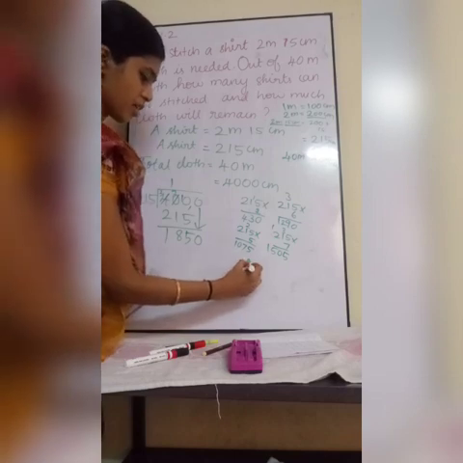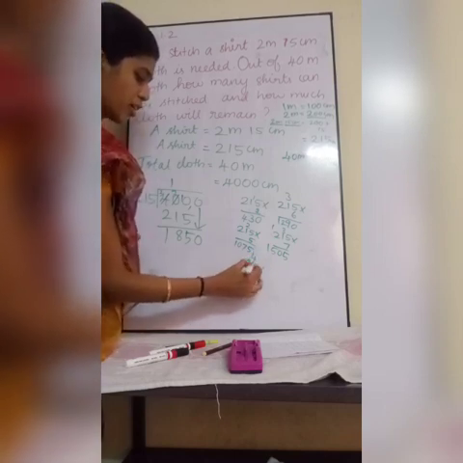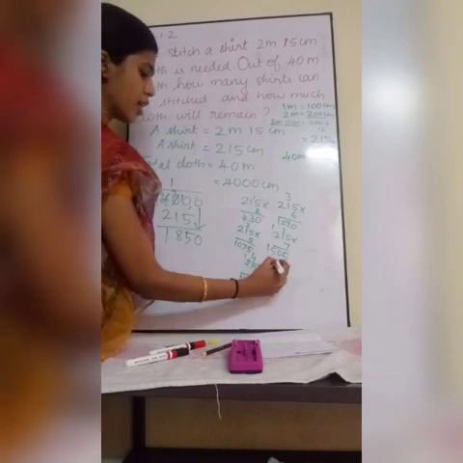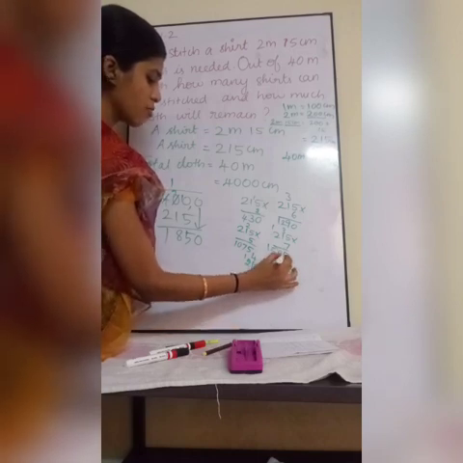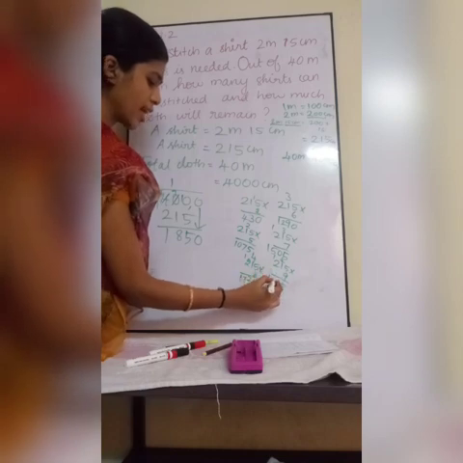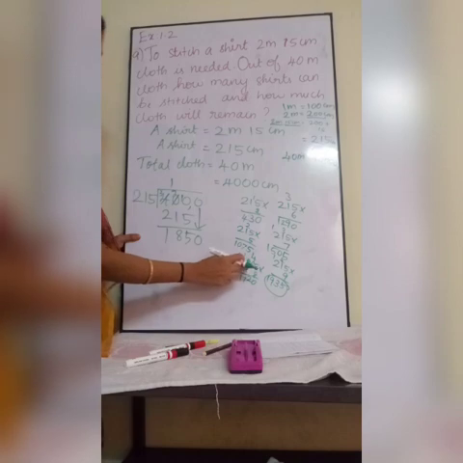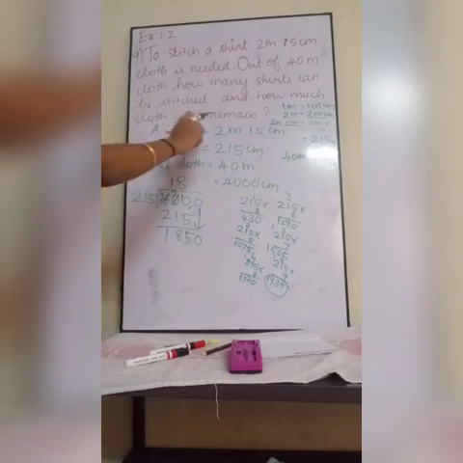Next, 215 into 8: 8 5s are 40, 8 7s are 56, 8 2s are 16, 1720. Then 215 into 9: 9 5s are 45, 9 7s are 63, 9 2s are 18, 1935. Which is greater than this value. So, obviously we have to take 215 into 8. Right.